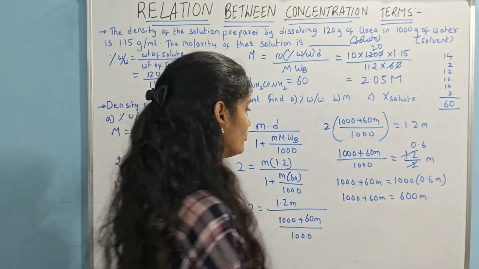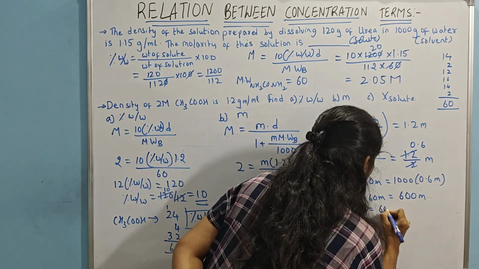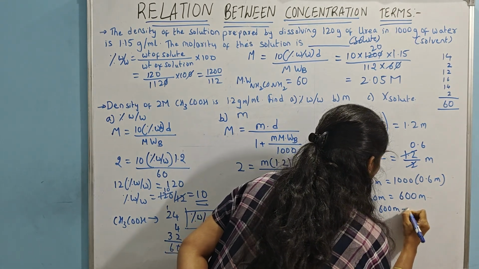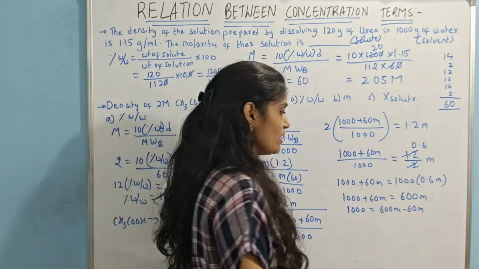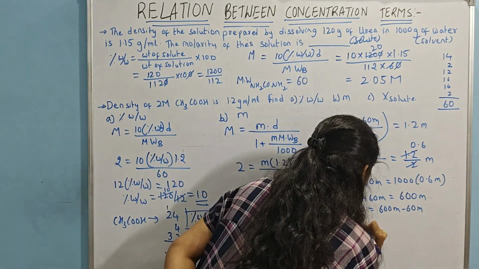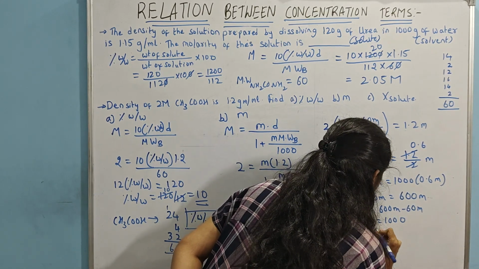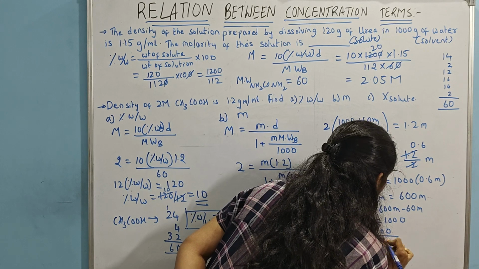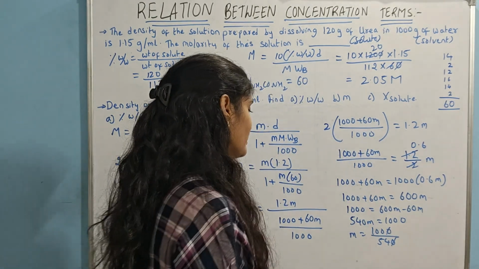Now I can take this 60 m over there. So 1000 is equal to 600 m minus 60 m. 600 minus 60 is 540. So 540 m is equal to 1000. So m is equal to 1000 divided by 540. 0 gets cancelled.